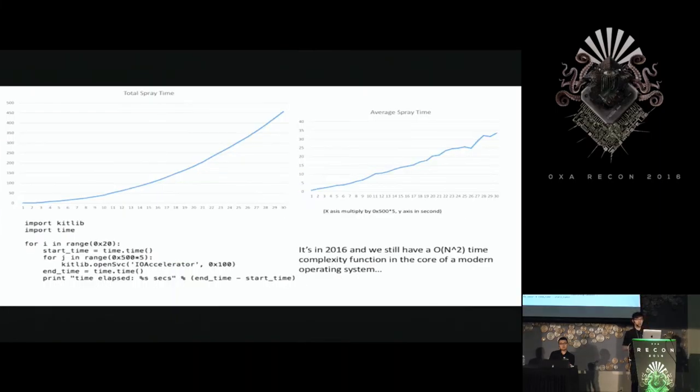We did a statistical analysis here. We can see that the total spray time increases with O(n) squared time complexity. It's very obvious that the time increases a lot as the user client count you spray increases. It's a pity that it's 2016 now, and we still have an O(n) squared time complexity function in the core of a modern operating system. We hope the Apple engineers will fix that to make our spray faster.